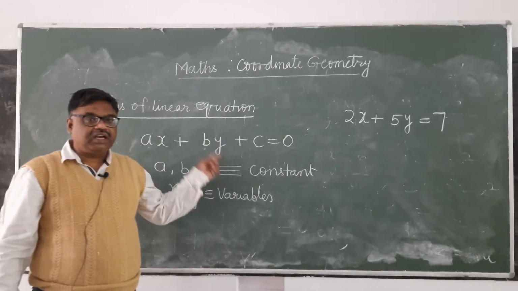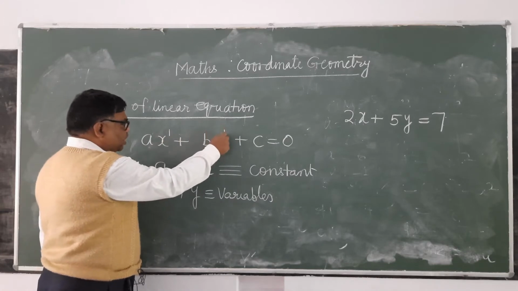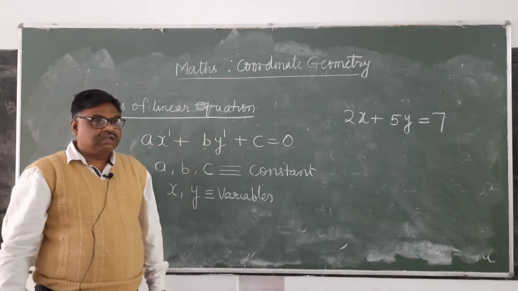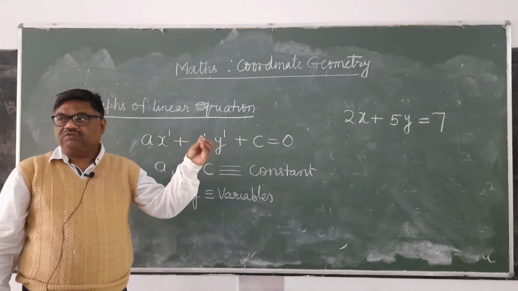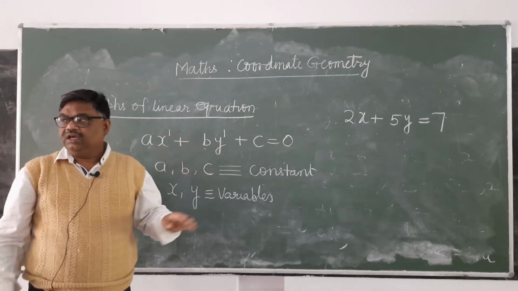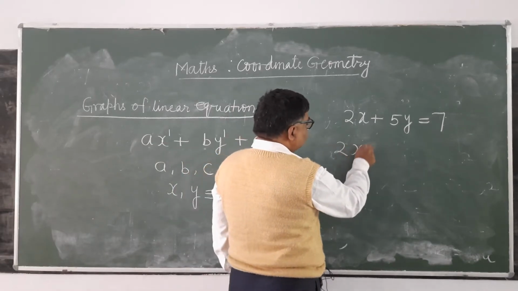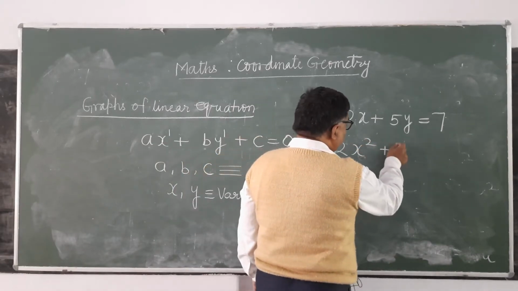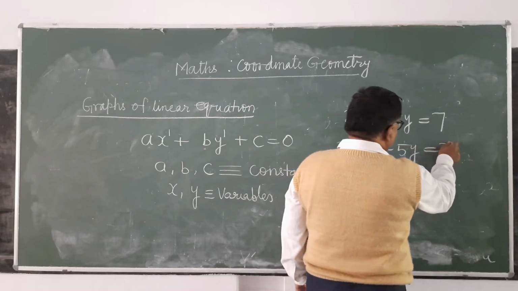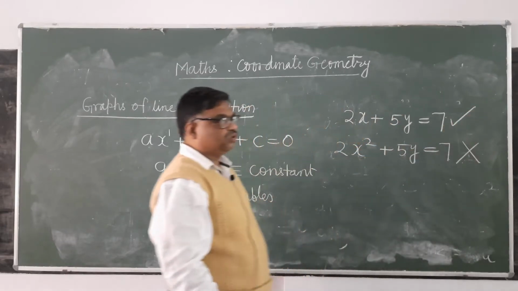And why do we call it linear? Because here the power of x and the power of y is 1. But if the power of x and y is other than 1, then it will not be linear. For example, if you write 2x square plus 5y equals 7, it is not a linear equation, but this is a linear equation.